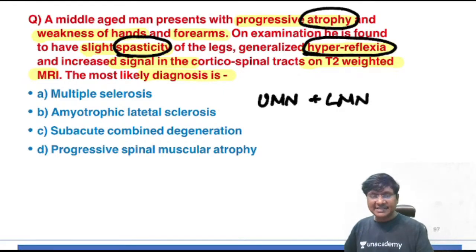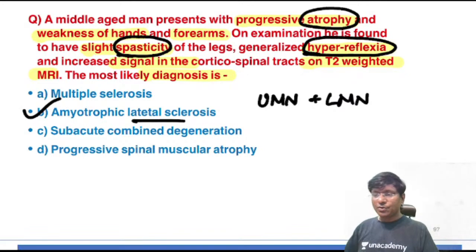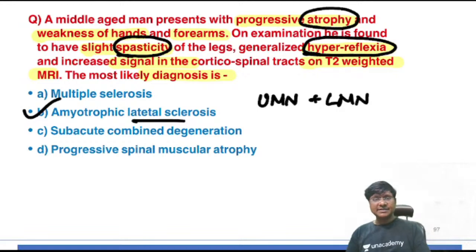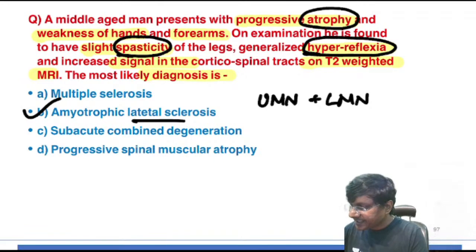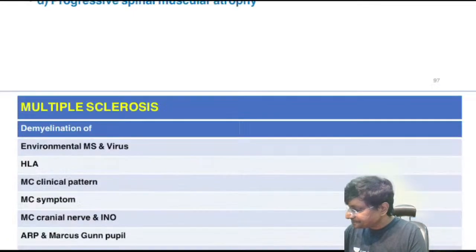So what do you think will be the answer here? The answer will be amyotrophic lateral sclerosis. Okay, so this finishes your motor neuron disease.